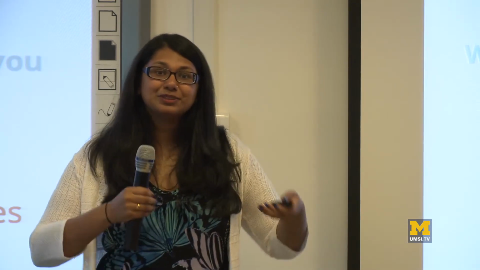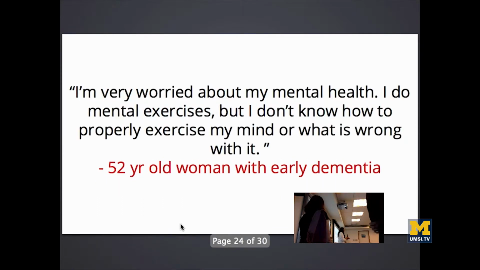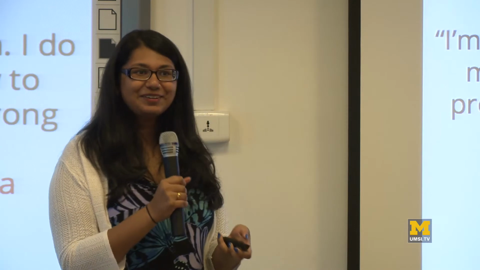Then the natural question to tie back into our website was, what kind of information or services do you think we should provide? The top two were health advice, and concessions and government schemes. I'll tell you why these two issues are very important. One woman I interviewed was very worried for her mental health. She was showing early signs of dementia, and she didn't know what was wrong. Her family also was confounded. They wanted to know how to properly exercise her mind, but also what kind of direction to take. Oh, sorry. Can you hear me better?